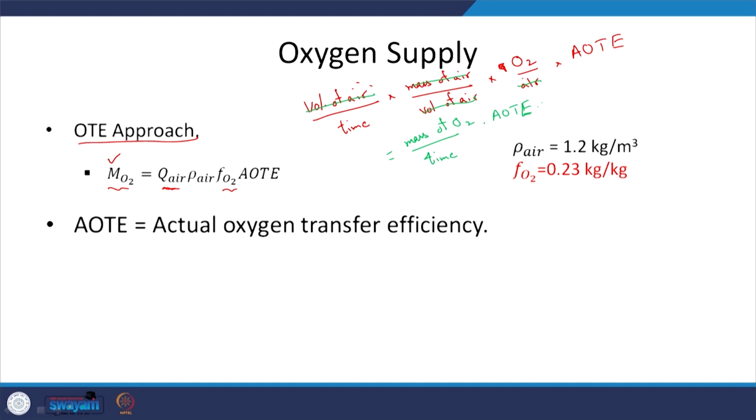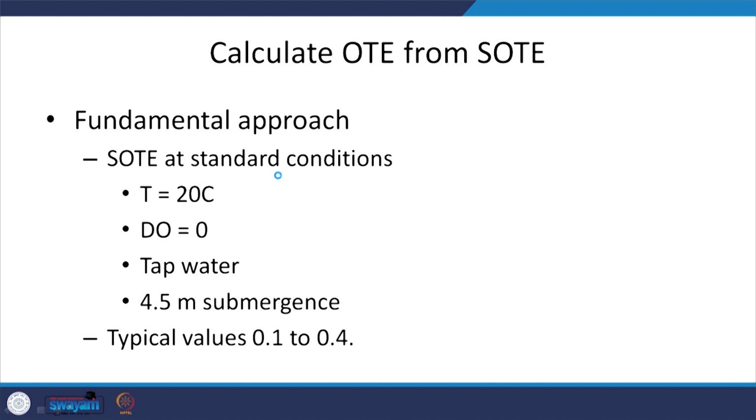So, that is the mass of air that is required. This is the actual oxygen transfer efficiency, which you need to calculate based on the relevant variables. Let us look at how we will do that.